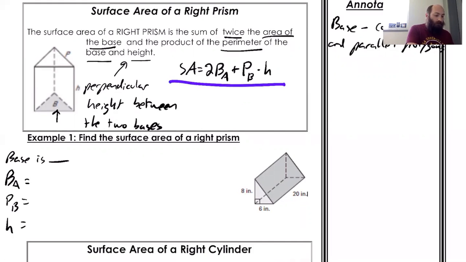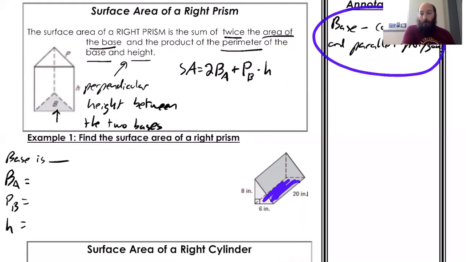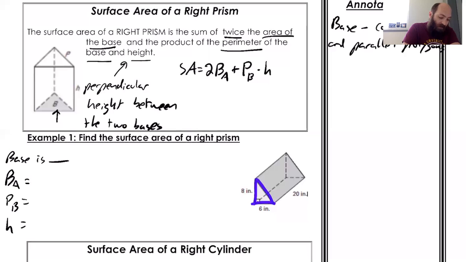So when I look at this, a common thing that people think is, oh, the base is on the bottom, so it's got to be this one down here. Problem is, based on my definition right here, a base has to have a congruent and parallel polygon across from it. I don't have that here. So my base is actually these two triangles. So our triangle is our base. So that's what the shape is.